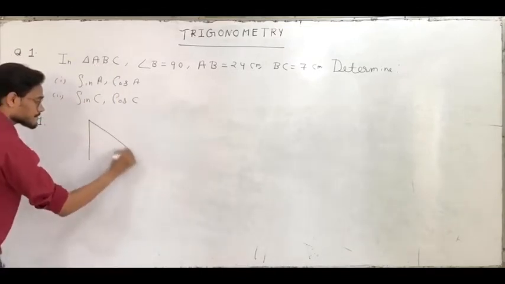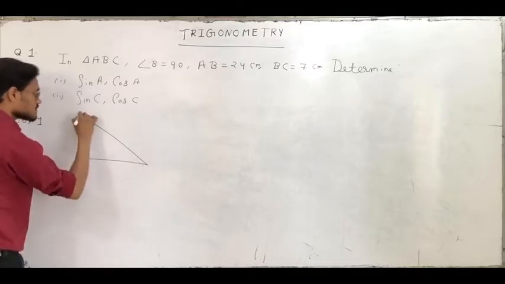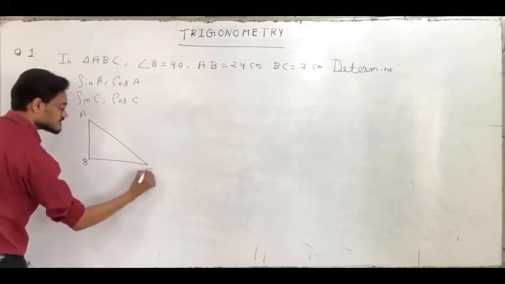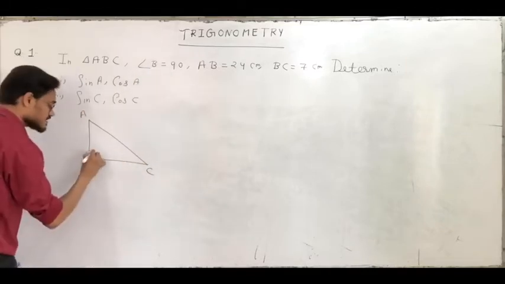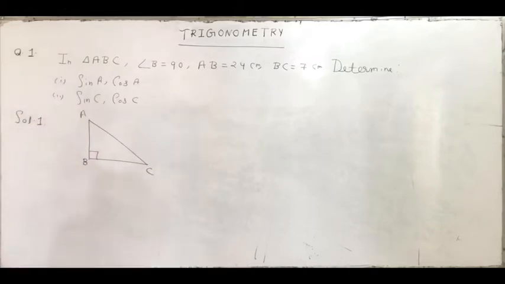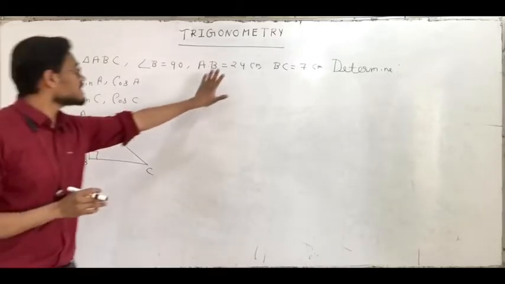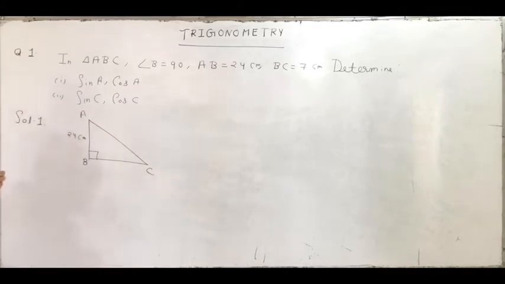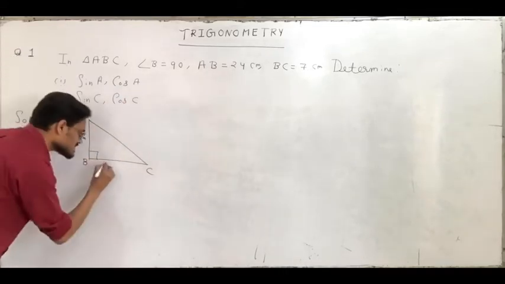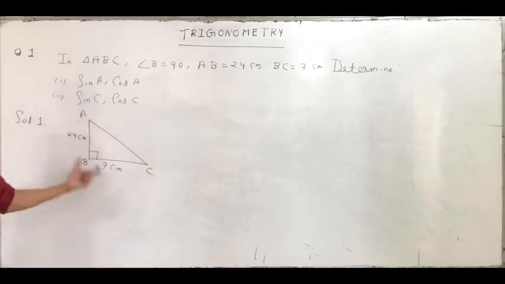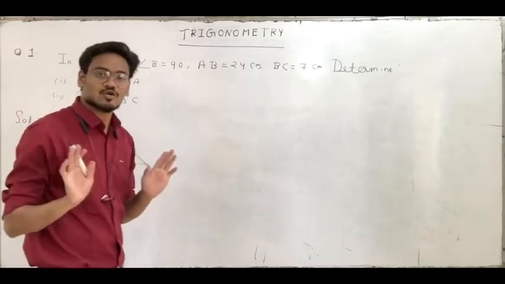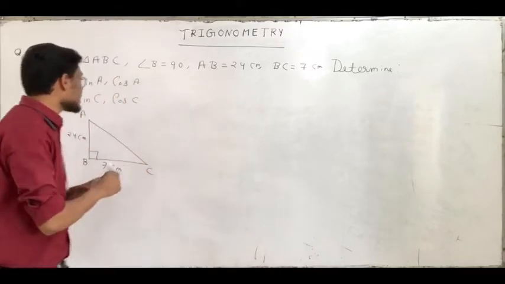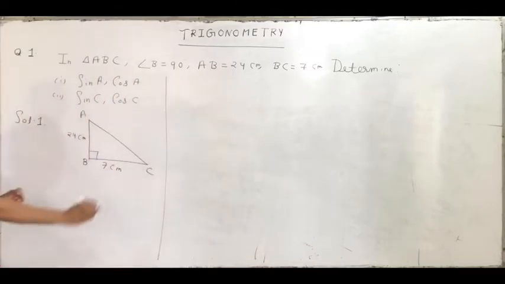See, this will be your triangle in which I take angle B as 90 degrees. So angle B is 90 degrees. Now the length of AB is 24 centimeter, so I am taking AB as 24 centimeter. Length of BC is 7 centimeter. Now using Pythagoras theorem, can I calculate AC? Yes, I can calculate the length of AC.